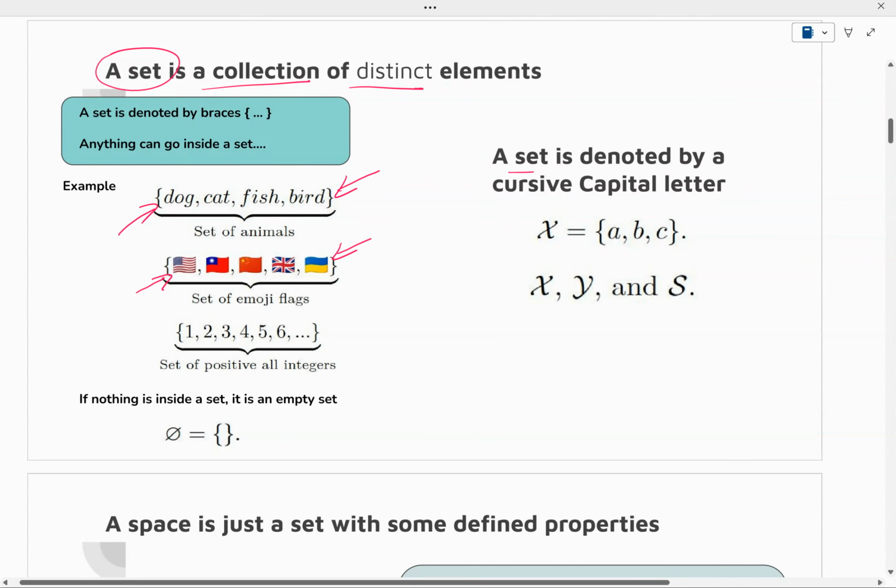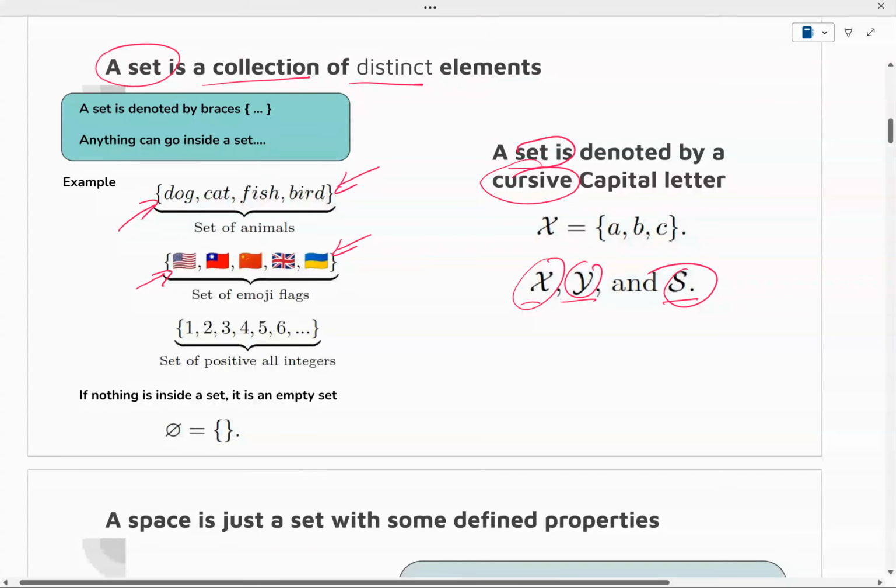A set is symbolically represented with a capital cursive letter like this. Right? So a set is equal to some elements inside the set. So it could be cursive, capital, and these represent the concept of a set.